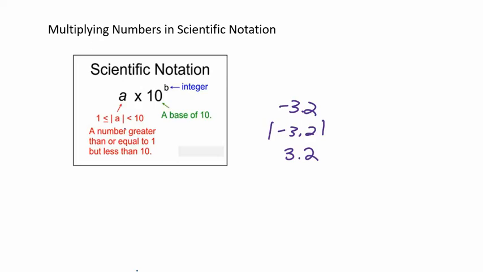So the absolute value here is just saying, hey, if you ignore the negative sign, that number a has to be between 1 and 10, or including 1. And the exponent, which we're notating as b, has to be an integer. So recall that the integers are basically positive and negative whole numbers, dot, dot, dot. So this exponent could be a negative number, it could be a positive number, but it can't be a fraction or decimal. It needs to be a positive or negative whole number.